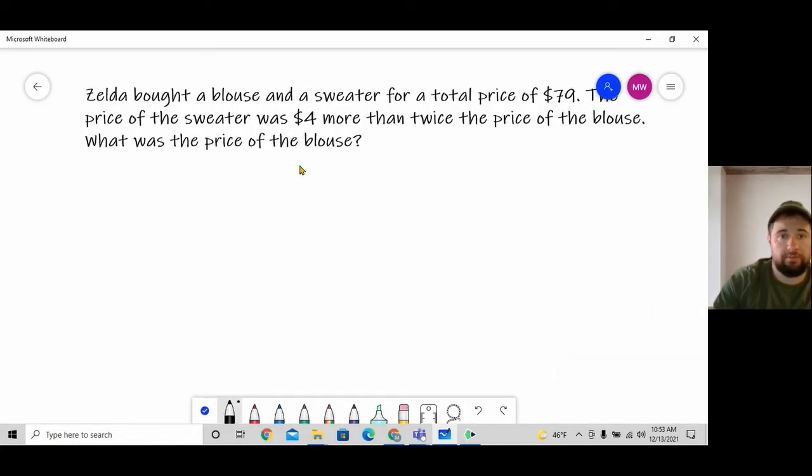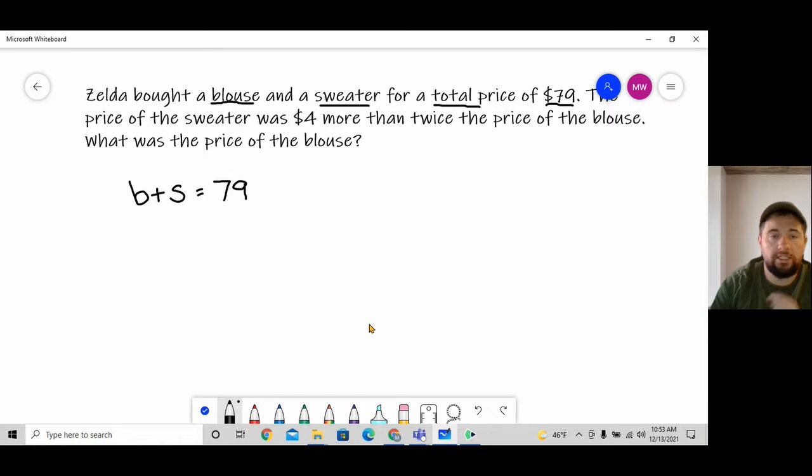So we know we have two variables. We have a blouse and we have a sweater. And we know the total is $79. And total means we're going to add. So we know that the blouse plus the sweater has to equal $79. What do we know? We can only define one variable. Now, we have no idea what the blouse was.